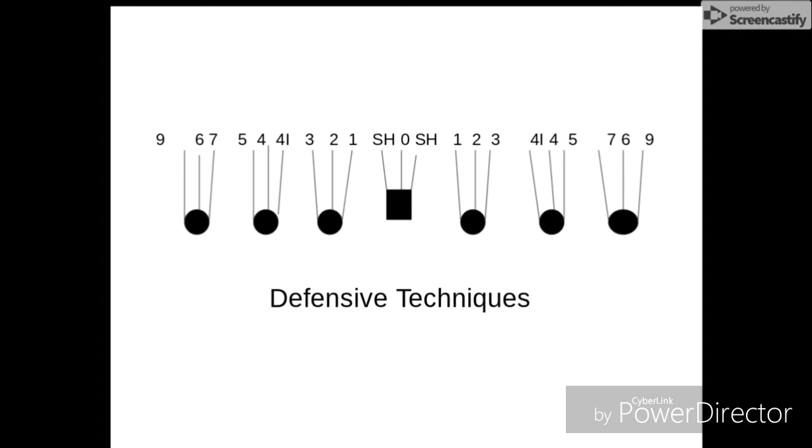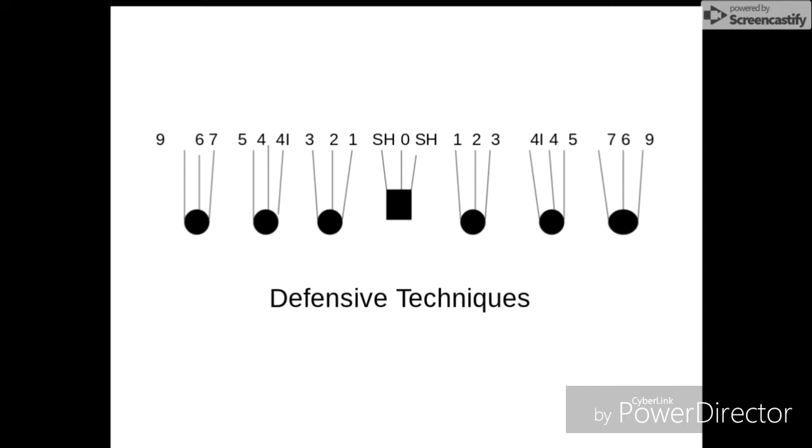So when you look at this, when you're at the center position, head up is a 0. To the left of the center is a shade, we call shade left. To the right of the center is a shade right. Then at the guard, you have a 1, which is inside the guard. You have a 2, which is head up on the guard. And you have a 3, which is to the outside of the guard.